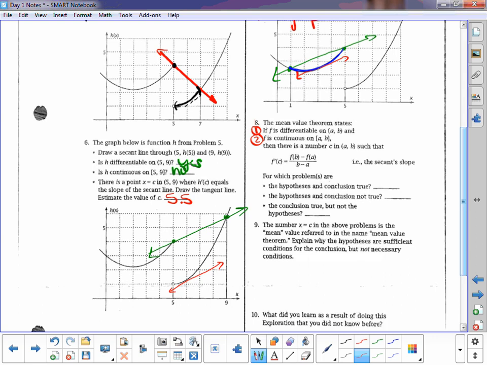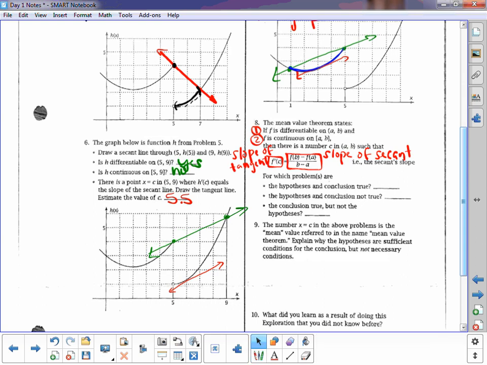Then there must be a number in that interval, somewhere within that interval, such that f prime of that value is equal to the secant slope there. So this, again, it's my derivative, which represents the slope of the tangent line, is equal to the slope of the secant on that interval. And again, our slope of that tangent is just the derivative. The slope of the secant, that's just our algebra 1 slope.